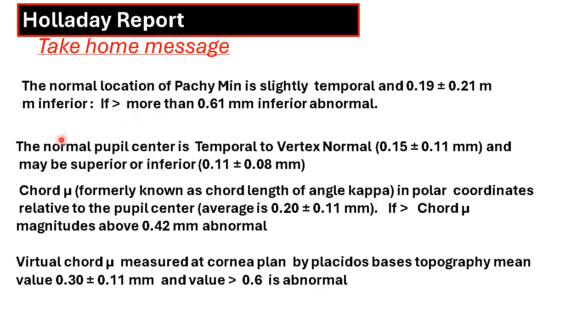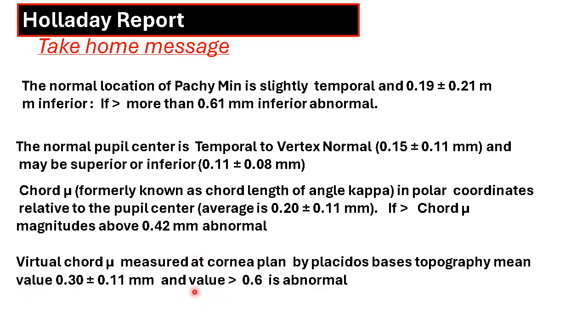The other thing is that the pupil center is situated temporal to the corneal vertex by about 0.15 millimeter, and it may be superior or inferior. Of course, this is related to the pupillary size, because different pupillary sizes will have different locations of the pupillary center. The chord mu that we have spoken about: we have the real chord mu, which is measured at the iris plane, with a normal figure of 0.2 and an abnormal value of 0.4, and the virtual chord mu, which is measured at the corneal plane by Placido disc based, with a normal value of 0.3 and an abnormal value of 0.6.